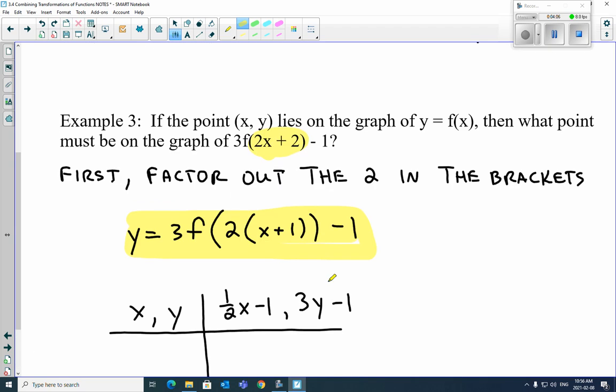So this is a really simple way, if you're really struggling with what to do with the graphs, to find the new points. And this will work when we get into sine and cosine later on in the course. We'll do the same thing. Okay, so that was lesson 3.4.